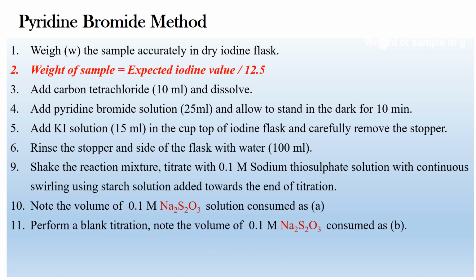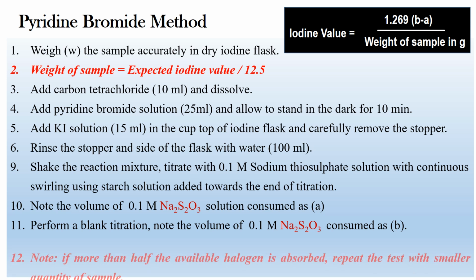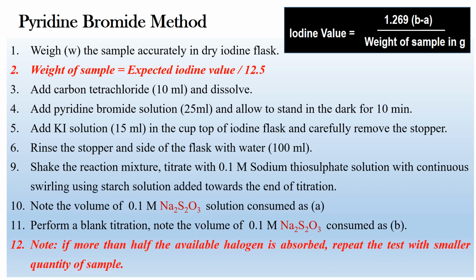Perform a blank titration and note the volume as B. Use the same formula for the determination of iodine value. But if more than half of the halogen is consumed, repeat the process with a smaller quantity of sample.